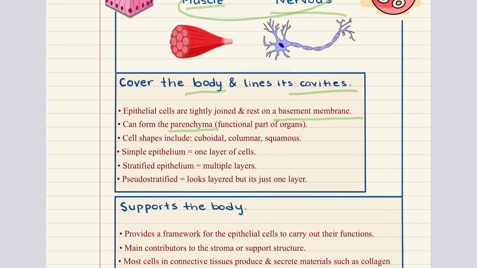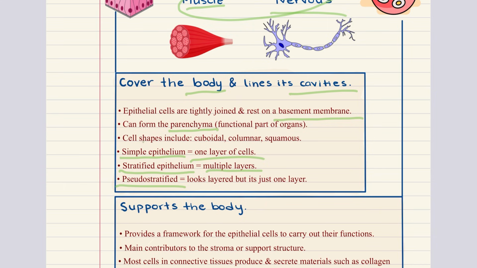Epithelia can also be classified based on both the number of layers and the shape of the cells. If the tissue has only one layer of cells, it's referred to as simple epithelium. If it has multiple layers, it's referred to as stratified epithelium. There's also a special case called pseudostratified. This type of epithelium appears to be layered when viewed under the microscope, but actually all of the cells are in contact with the basement membrane, so it's technically only one layer.